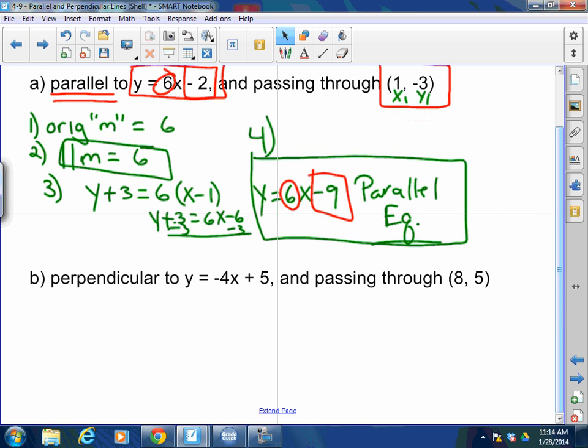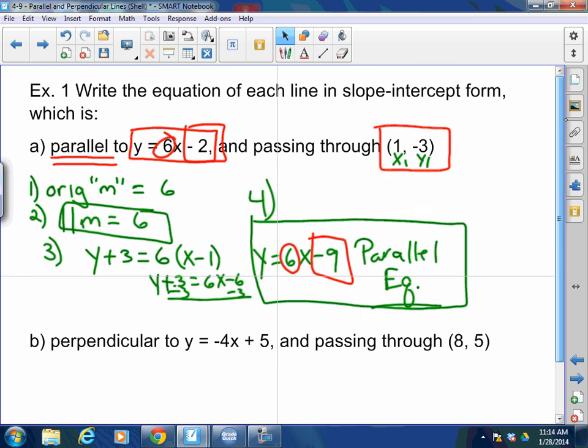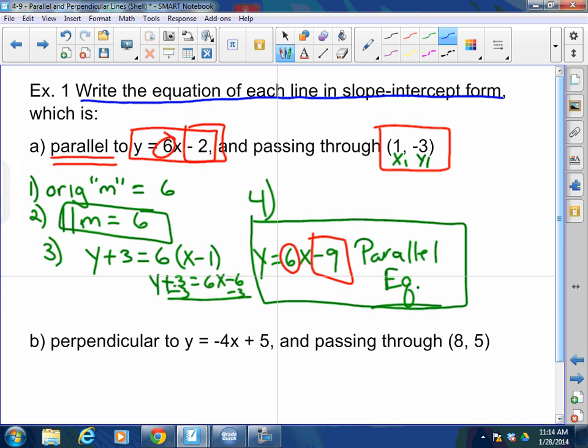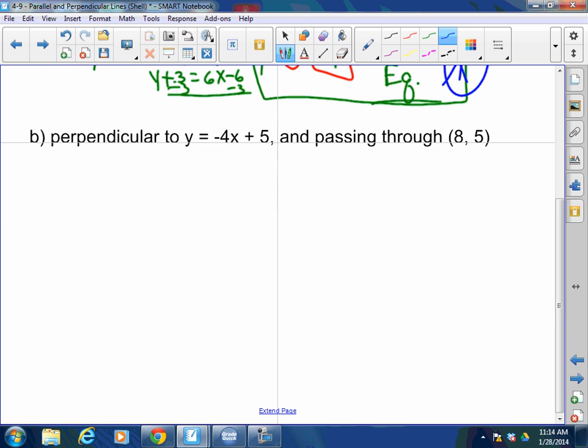That's the answer. Why are we confusing things now? Write the equation of each line in slope-intercept form for A, which is parallel to this and passing through that. Didn't we go through all 4 steps to come up with the parallel equation? Does everyone understand this? Thank you very much for your honesty.